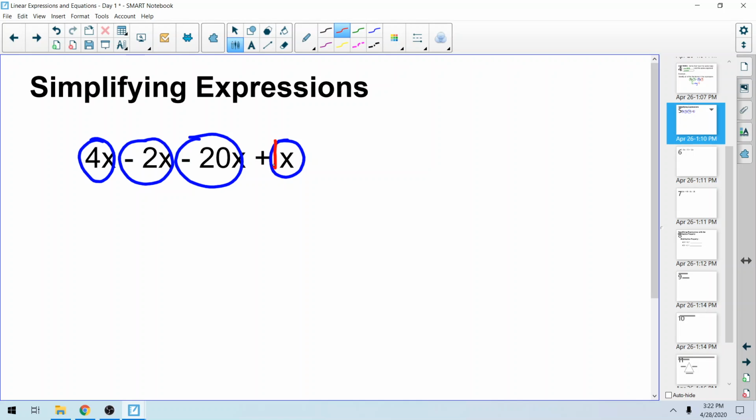Now, because they're all like terms, I'm just going to grab my calculator and I'm going to put 4 minus 2 minus 20 plus 1. Forget the x's, just add and subtract the coefficients. That gets me negative 17, so we're dealing with negative 17 x's, or negative 17 apples, and that is our final simplified answer.